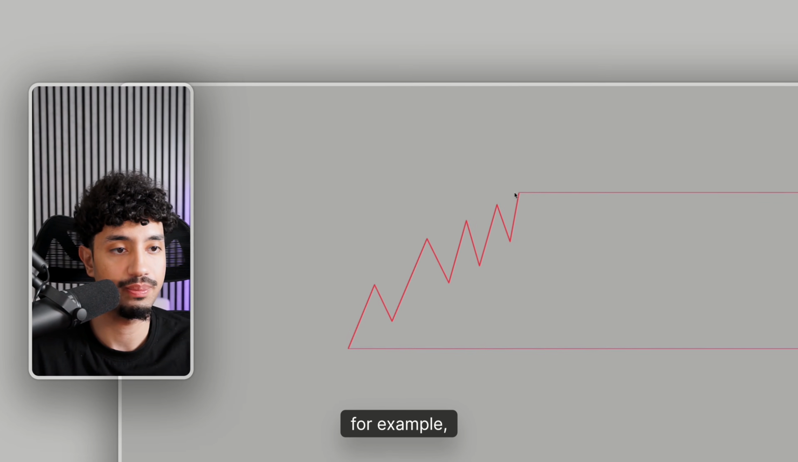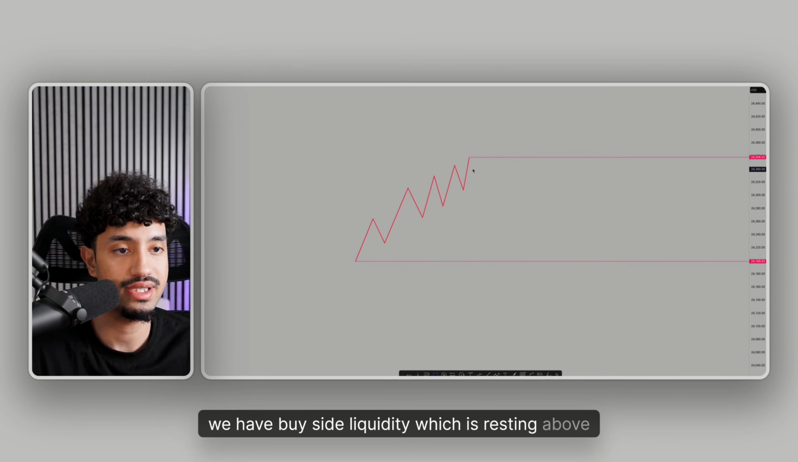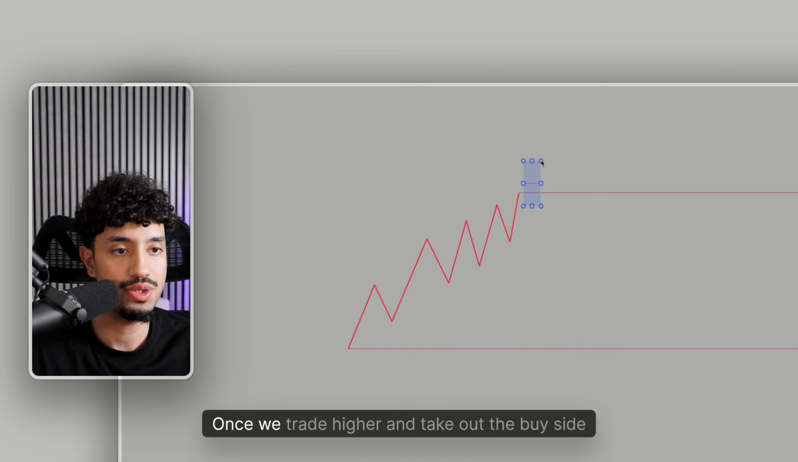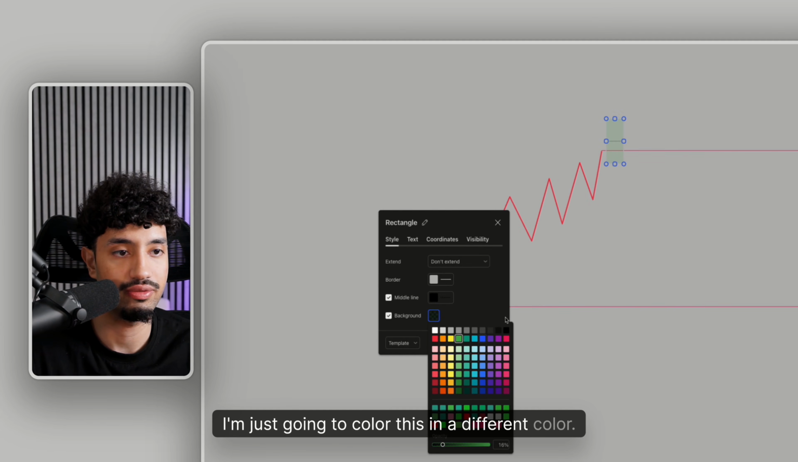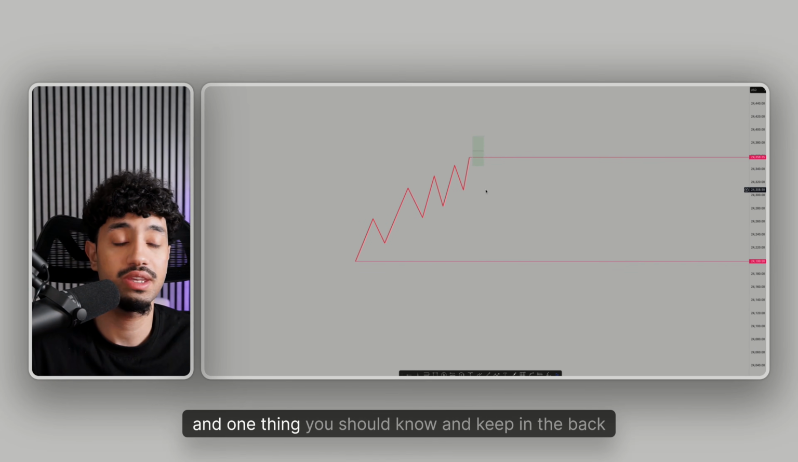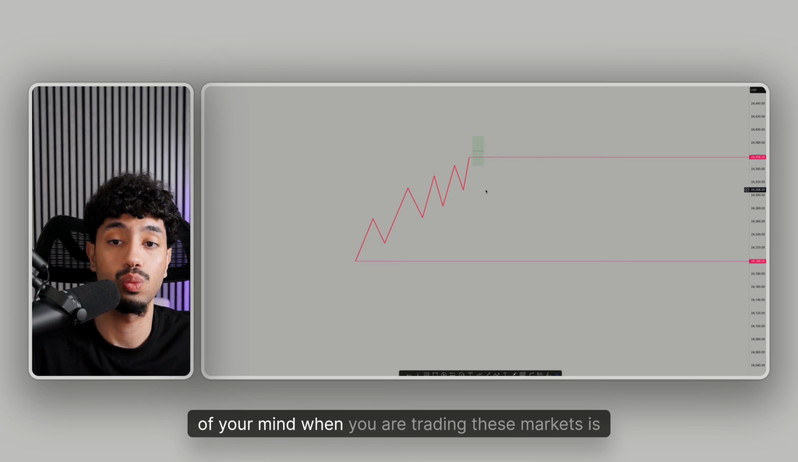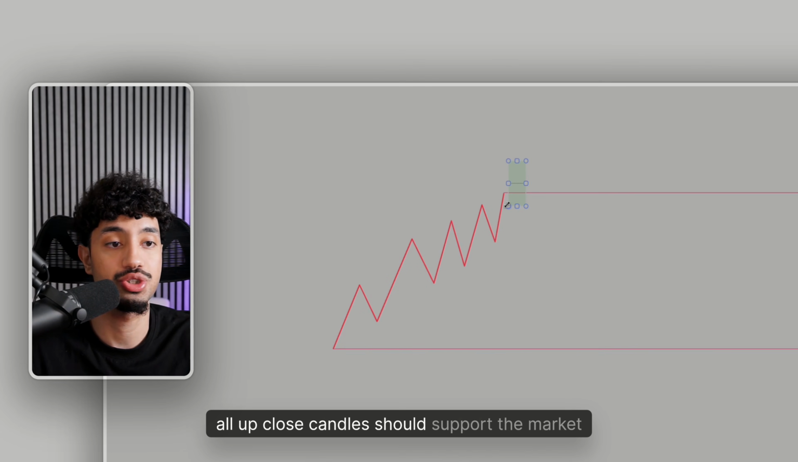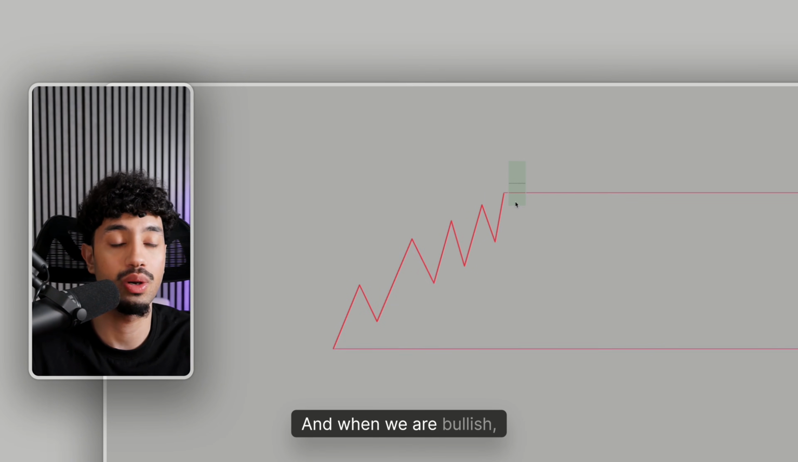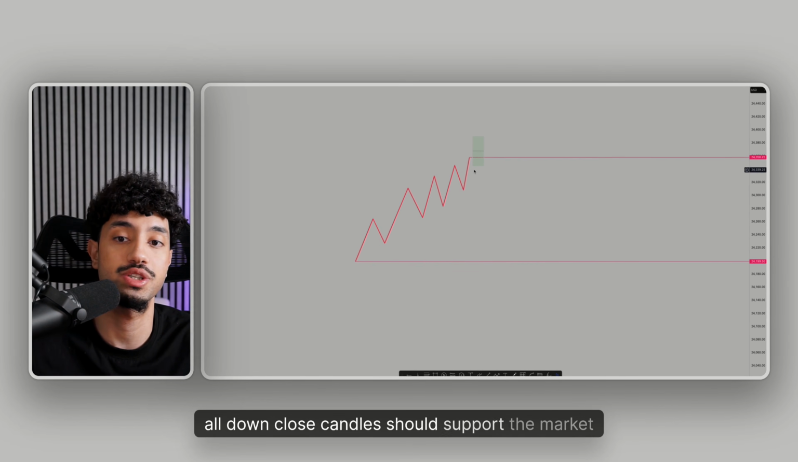So here, for example, we have buy side liquidity which is resting above this high, right? Once we trade higher and take out the buy side liquidity, I'm just going to color this in a different color, so we have green. And one thing you should keep in the back of your mind when you are trading these markets is when we are bearish, all up close candles should support the market lower, and when we are bullish, all down close candles should support the market higher.